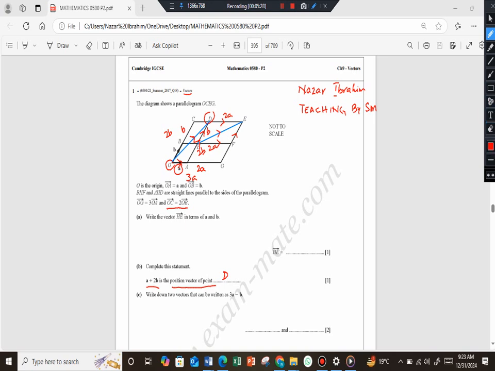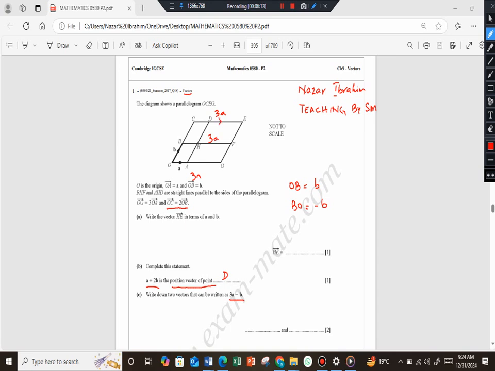Let's move forward. Write down two vectors that can be written as 3a minus b. Now first, what is 3a and what is minus b? Minus b is just the change of direction of b. Since we know that OB is equal to b, BO will be equal to minus b. Clear? So just the change of direction when the negative sign is there. So 3a first, let's see what 3a is. 3a is OG, and 3a is BF.